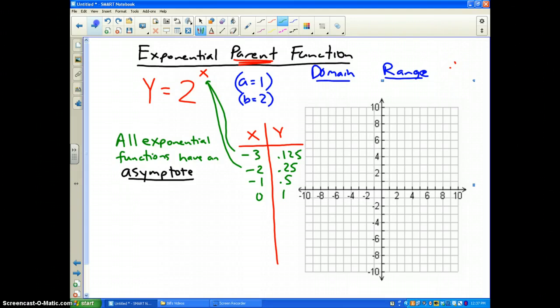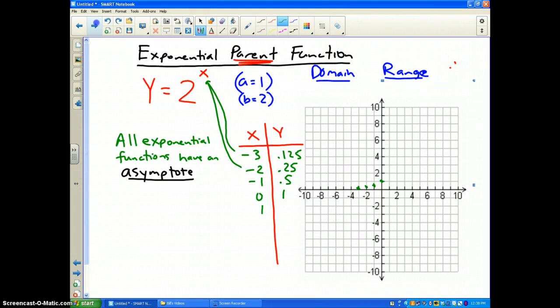So if I plot those dots on my graph, negative 3, 0.125 is there. Negative 2, 0.25 would be about right there. Negative 1 is a half, which is about right there. And 0 is at 1, right there.